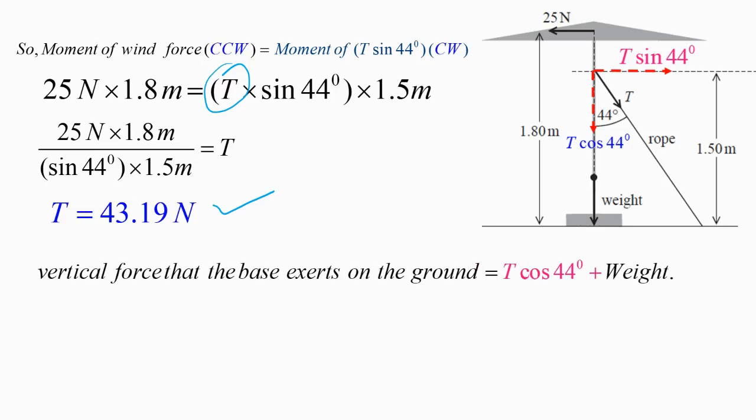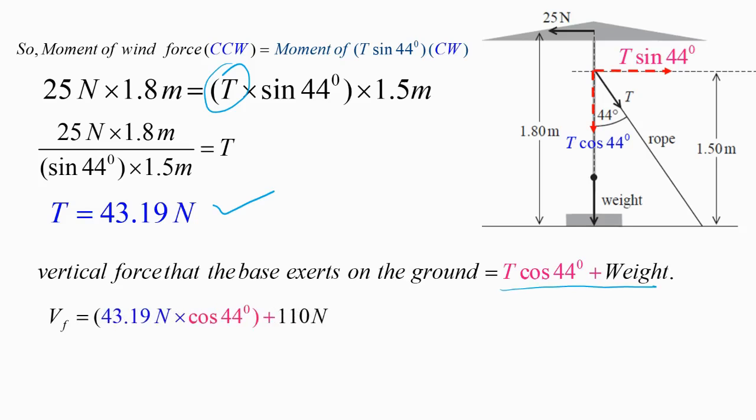Then what do we have to find in this question? We have to find the total vertical force acting on the ground through the base. What are the vertical forces acting in this system? There are two vertical forces: one is the vertical component of the tension, and the other is the weight of the system. So the vertical force that the base exerts on the ground is the sum of T cos 44 plus the weight of the system.